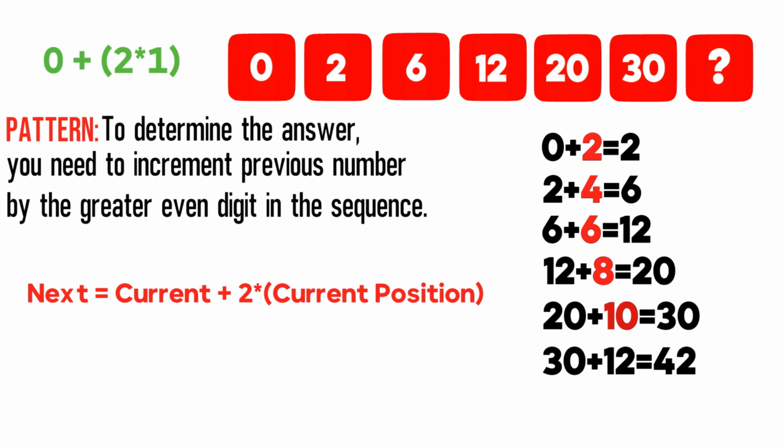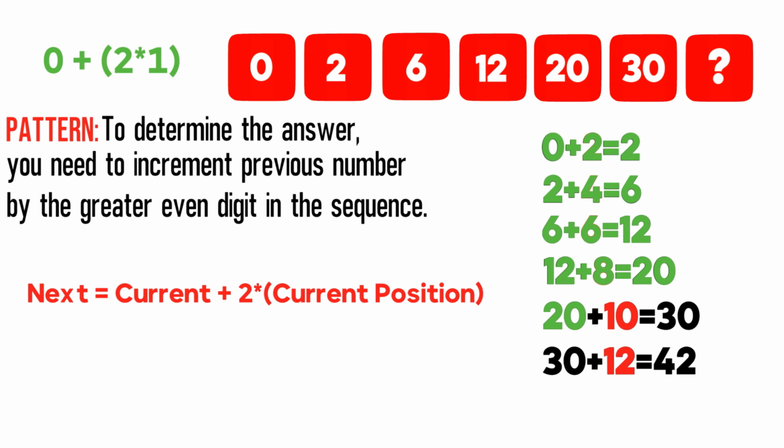The even numbers are 2, 4, 6, and you can increment them down the list. So you can add 2 to 0, the next one would be 4, 2 plus 4 equals 6. The next number would be 6, 6 plus 6 is 12. The next number would be 8, and 12 plus 8 equals 20.